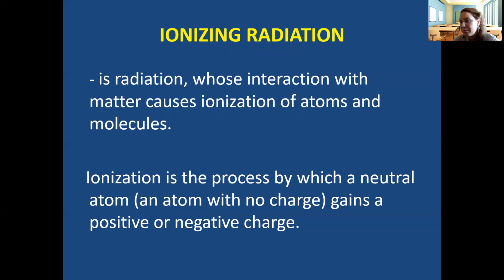Ionizing radiation, let's remember it from the 3rd course. It's always interesting, always looks new, and with every repetition it's easier to understand what happens and why. So ionizing radiation is radiation whose interaction with matter causes ionization of atoms and molecules. Ionization is the process by which a neutral atom, an atom with no charge, gains a positive or negative charge.